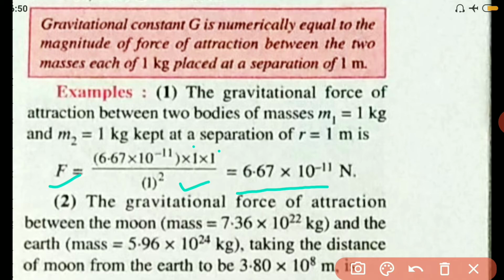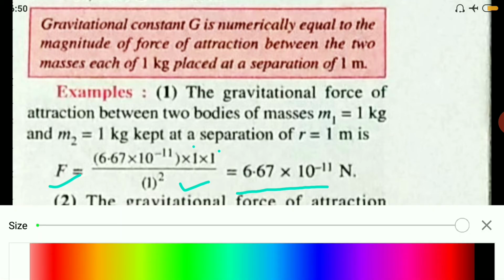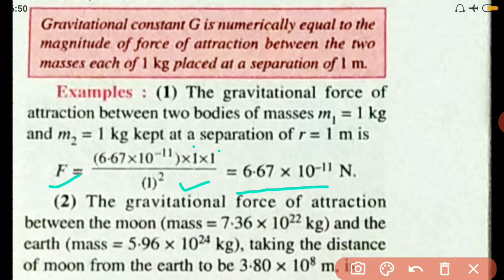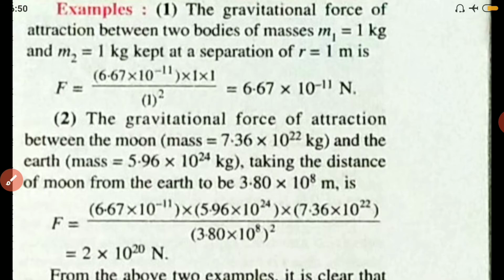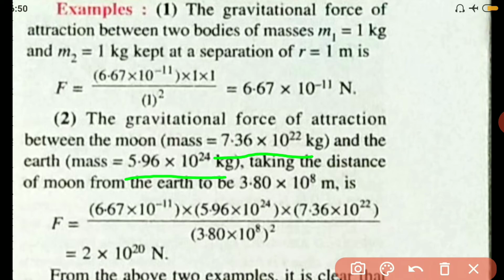Now let us try to calculate the value of the gravitational force between the moon and the earth, right? The gravitational force of attraction between the moon, whose mass is 7.36 into 10 to the power 22 kilogram, and Earth, whose mass is 5.96 into 10 to the power 24 kilogram, taking the distance of the moon from the Earth to be 3.80 into 10 to the power 8 meter. They are such big numbers, right?